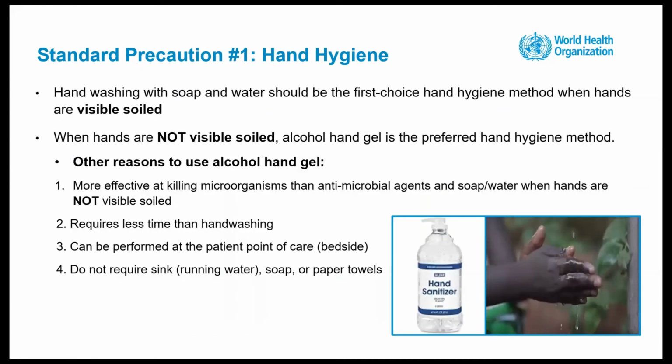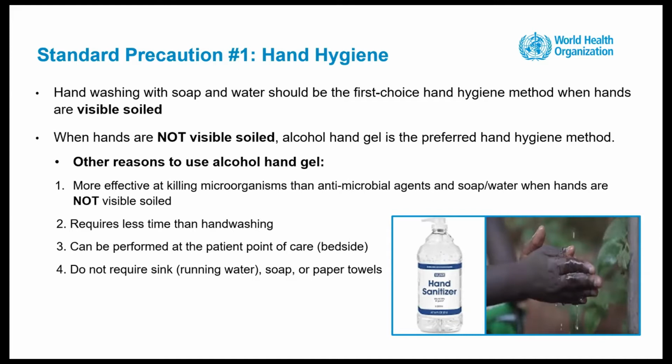So hand washing with soap and water should be your first choice of hand hygiene method when your hands are visibly soiled. So if you are working in the maternity ward and you have a woman who is starting to go into labor and you have gloves on and you're still going to be dealing with bodily fluids and blood and come in contact with any type of bodily fluid, then you would want to make sure that if your hands are visibly soiled, you use actual hand washing. Because again, remember, we want to physically remove organic material from our hands.